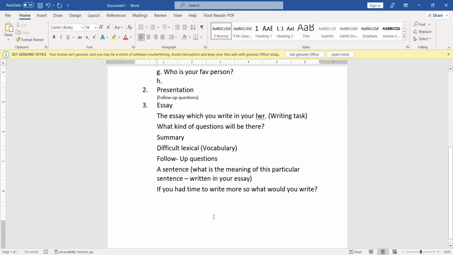Okay, one thing more. Another thing: from where did you pick up the sources? From where did you pick up the sources? These will be asked in the third part, okay?